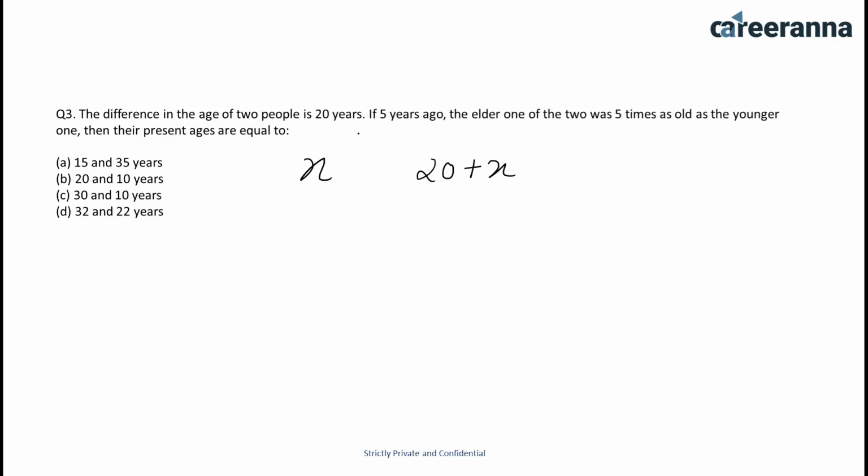5 years ago, that means we have to subtract 5 years from their present age. So this age is going to be x minus 5 and this age is going to become 15 plus x.